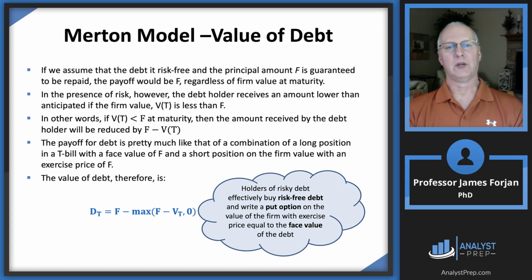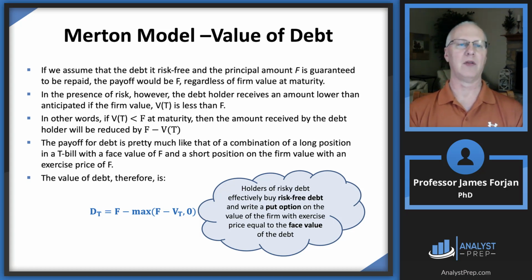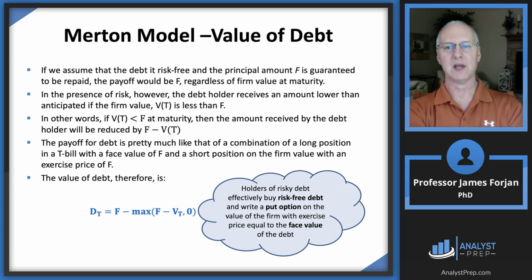Now, what we can do is use this model to value the debt. And the way to do this is to combine risk-free securities with derivative securities. And this is really a cool example of how this works. All right, so let's work through these bullet points at the top. If we assume that the debt is risk-free and that the principal amount F is guaranteed to be repaid, then the payoff is going to be F, right? No matter what happens to the value of the firm, way up or way down, if it's risk-free debt, then we're locked into that maturity payment.